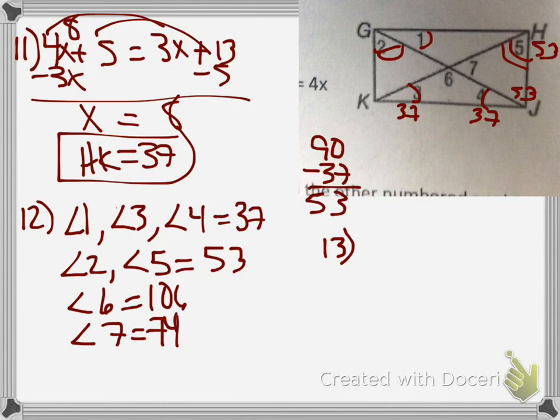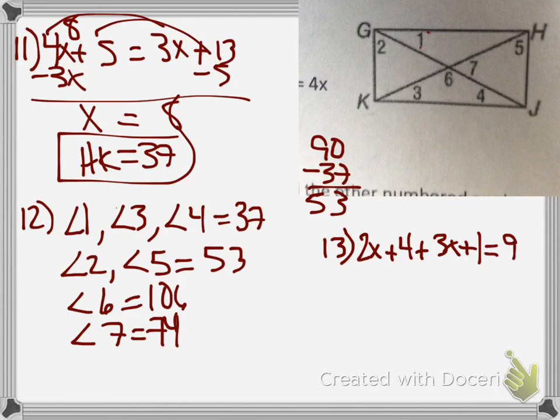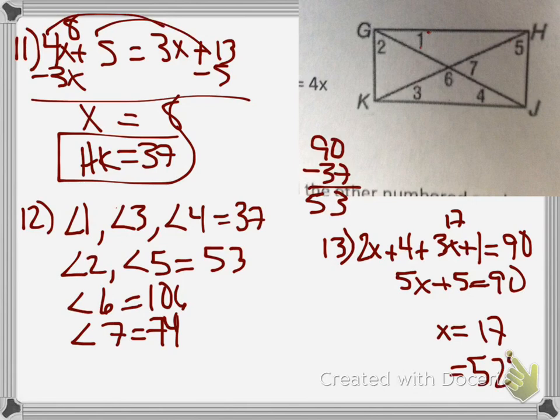Now, number 13, you have to remember what they're asking for. Oh, I didn't change the letters here. Oops, I should have changed the letters. But anyway, what I wanted to do there was set those equal to 90, say that 2x plus 4 plus 3x plus 1 is equal to 90. So then you end up with 5x plus 5 is equal to 90. And then you can subtract 5, divide by 5, and get x equals 17. Again, you would have to plug it back in, and the angle I was looking for is going to be equal to 52 degrees. But I kind of forgot I gave you all the wrong letters. But that's okay.